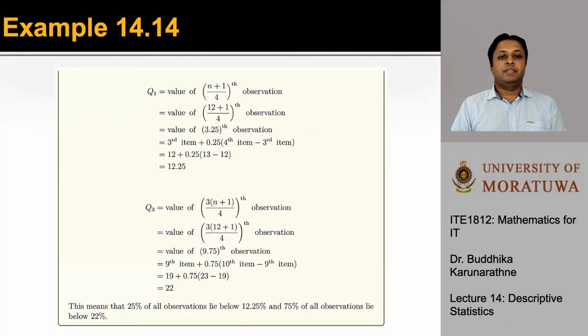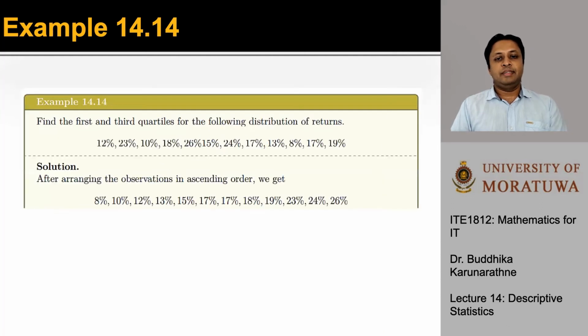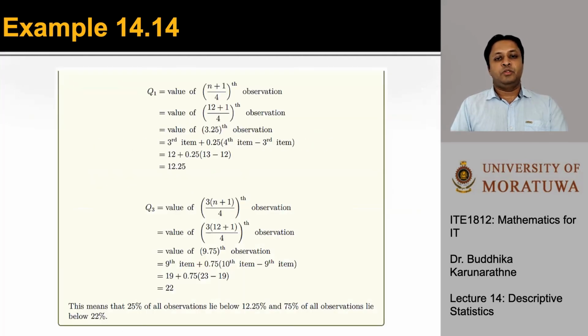So how do you find the first quartile, Q1? You substitute in the equation: you have to get the (n plus 1) over 4th observation. Here n is the number of values, that is 12. So you substitute 12 plus 1 over 4, which is the 3.25 observation. In this case it's a decimal representation, so you have to take the decimal part into consideration as well.